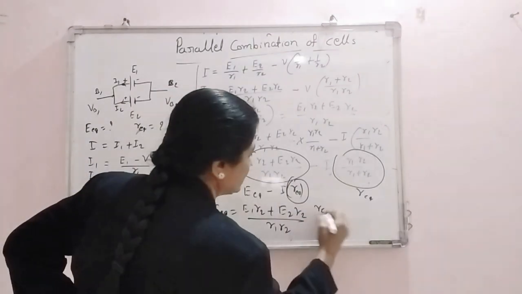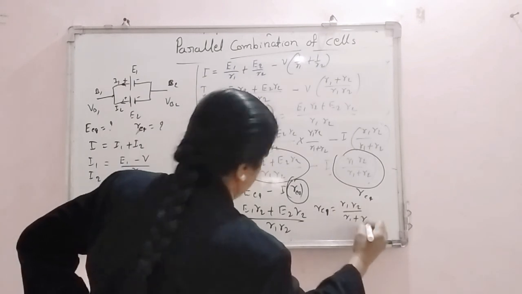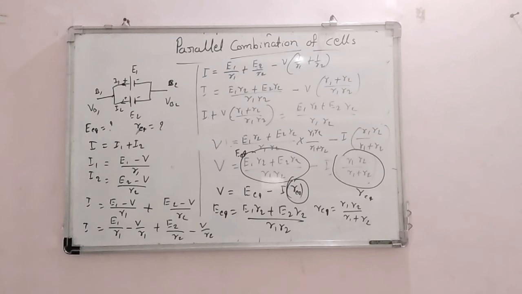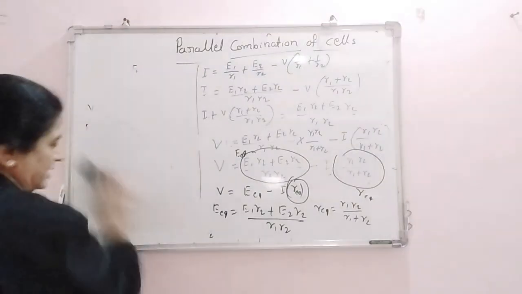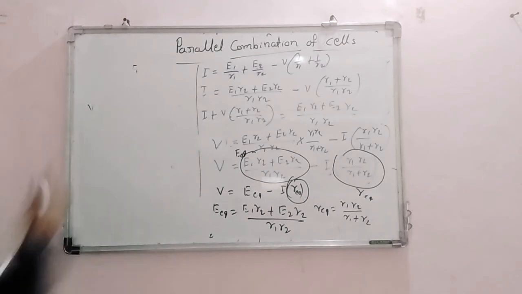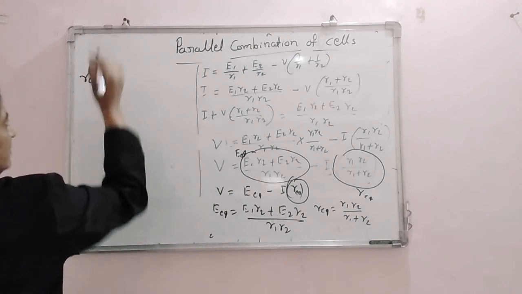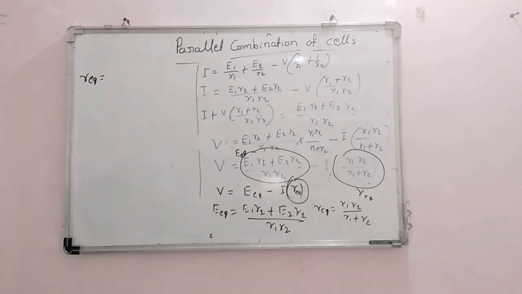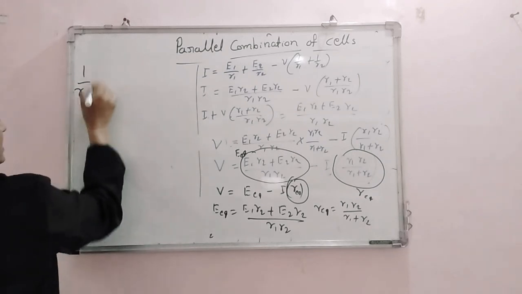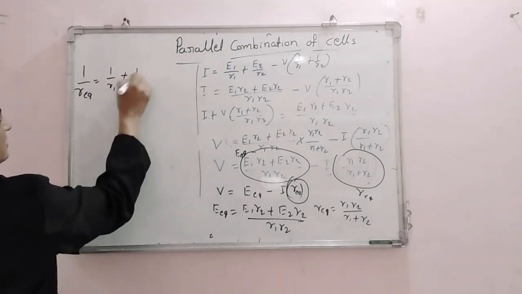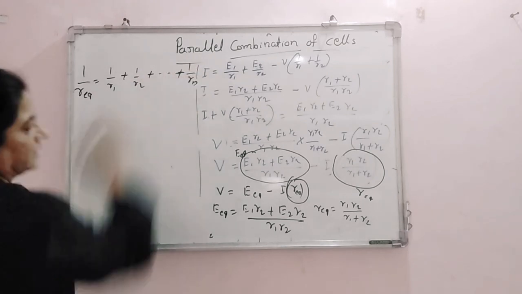and R equivalent is equal to what? R1 R2 upon R1 plus R2. This is the equation. So the same, we have the R equivalent for only two cells. If n number of cells are there, what can you write here? For n number of cells, the reciprocal of the equivalent resistance, that is 1 upon R equivalent, is equal to 1 upon R1 plus 1 upon R2 plus dash dash dash plus 1 upon Rn, is it?